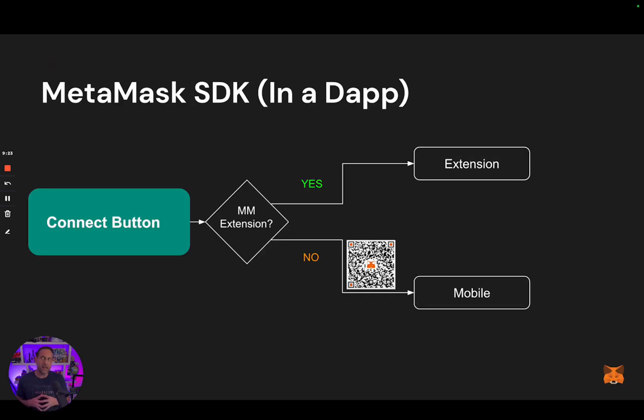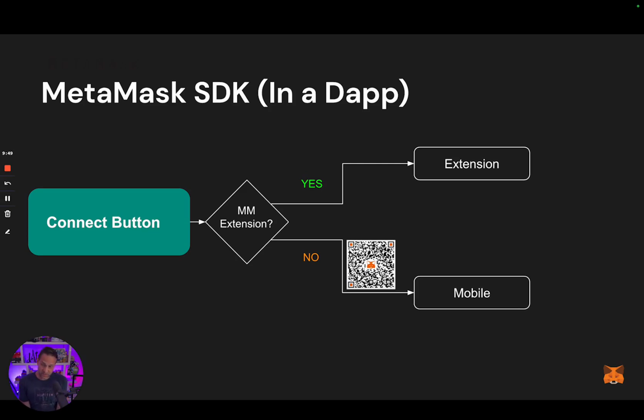So in our Dapp, when we're using the SDK, we're probably going to have some type of connect button. And as long as the SDK is instantiated, in our case in a React application, it's going to be determining, is the MetaMask extension installed? If it is, it's going to connect you to the extension, and you'll have a connection to that MetaMask browser extension in your browser.